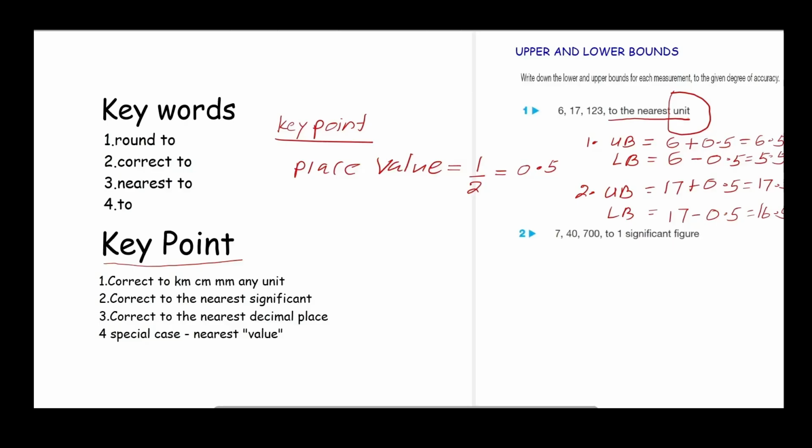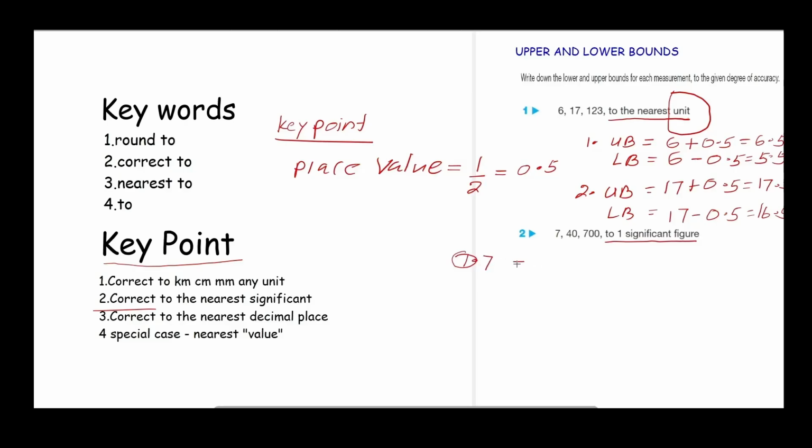740, 700 to one significant figure. Now this is different. One significant figure. It is the type 2. Let's move on to the first measurement. First measurement is 7. So let's underline the keyword, to one significant figure. Then you have to go to the first significant figure of the measurement. This is 7.